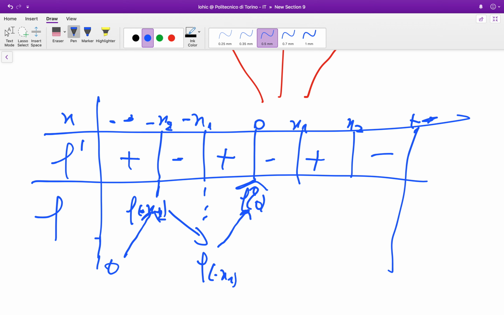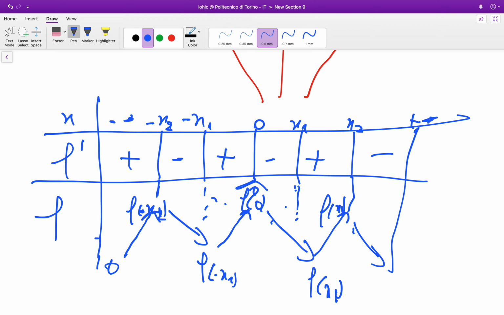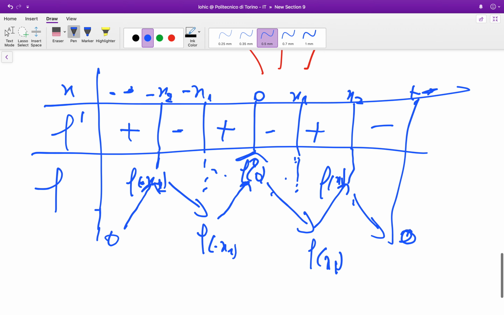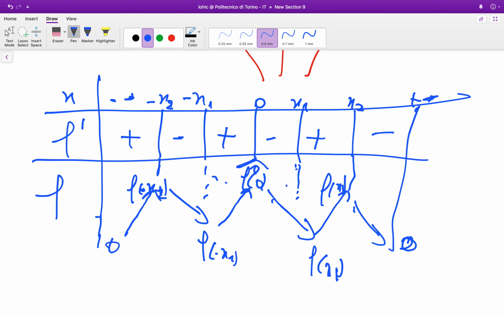Can you hear me, please? Okay. So then the function will decrease again from here to f of x1, and then increase to f of x2, and finally decrease to f of 0. Okay, so here is the function.